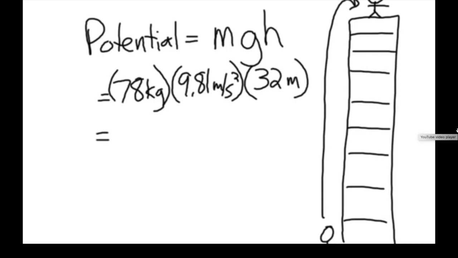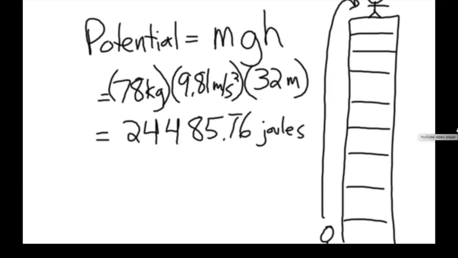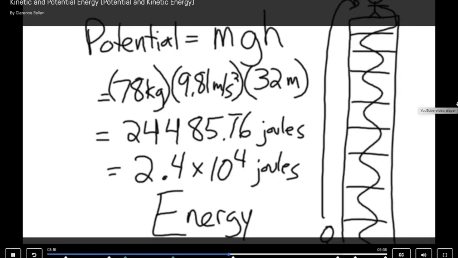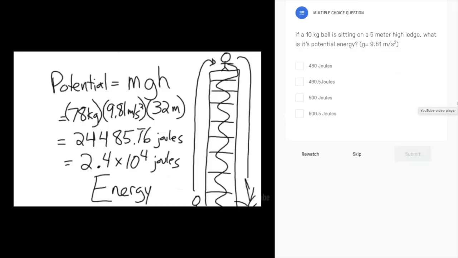And so if we simply multiply those all together, we get 24,485.76 joules. And if we do significant digits, that's 2.4 times 10 to the fourth joules of energy that my body has at the top of a building. And as long as I stay at the top of that building, I can use that on the way down. I don't want to jump off the top because I don't think I'd be able to make it. The next type of energy is called kinetic.